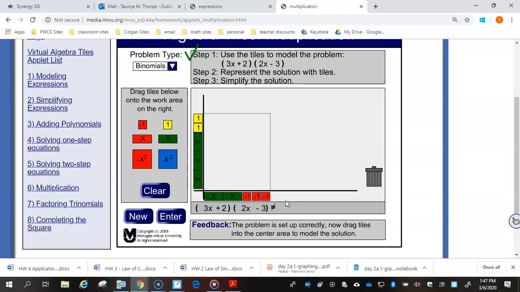What is x times x? X squared. So it's positive. Same thing here, same thing here. X times 1, 1x. Same thing would be for this column.